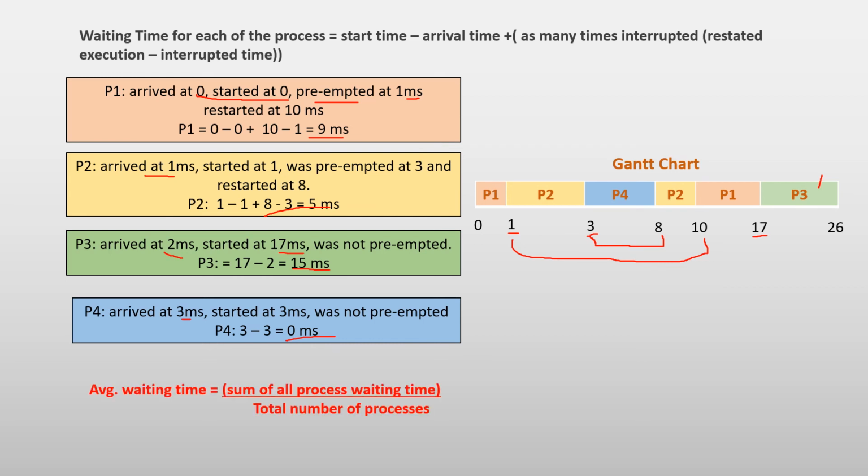So average waiting time for these processes is 7.25. So addition of all that divided by 4, because there are 4 processes, so we have 7.25.